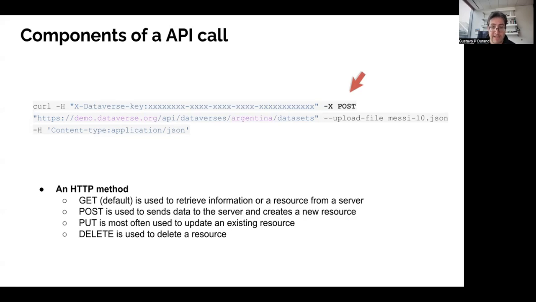Additionally, you can post things, as we do in this example, and that's sending some data to the server and creating a new resource. We'll see that again used in the examples when we want to create a Dataverse collection or create a dataset. There's also put, which is most often used when you want to update an existing resource, make changes to something that's already been created in your system. And lastly, delete is used to delete the resource.